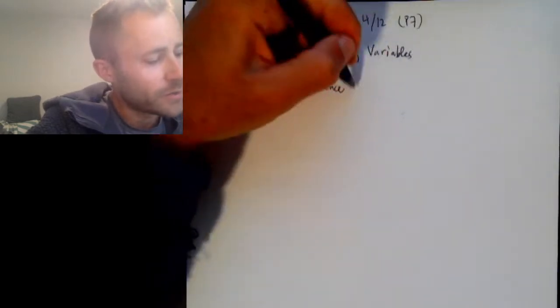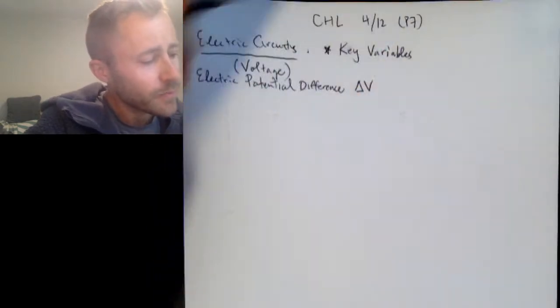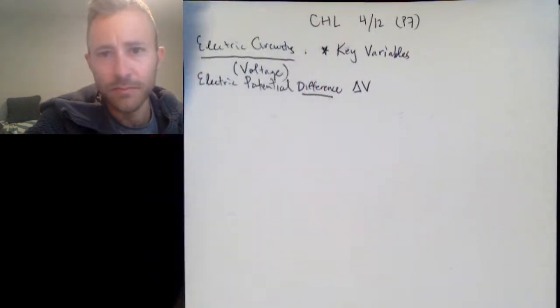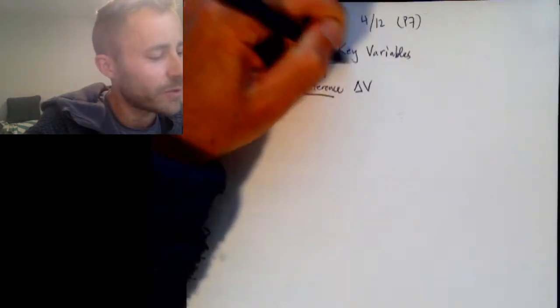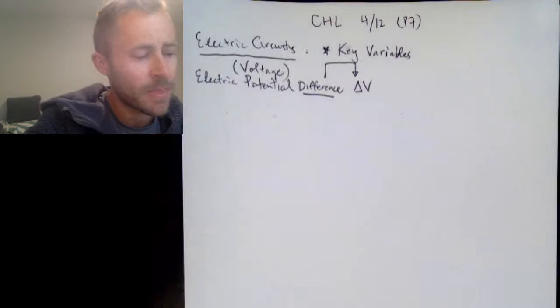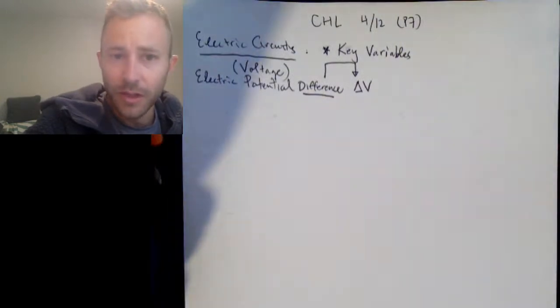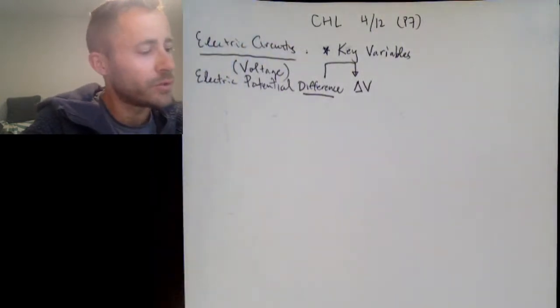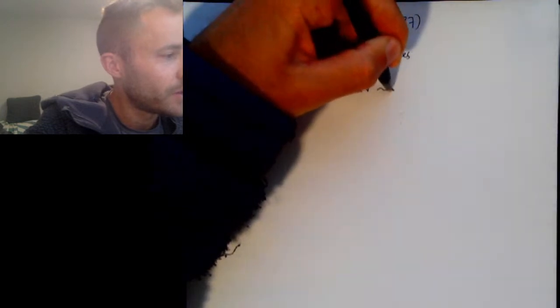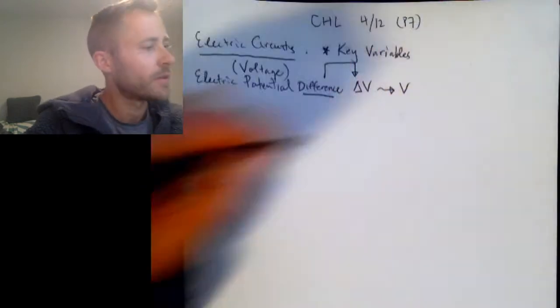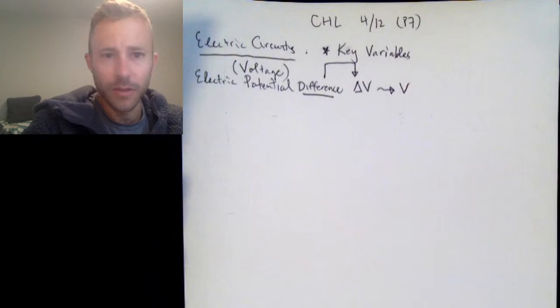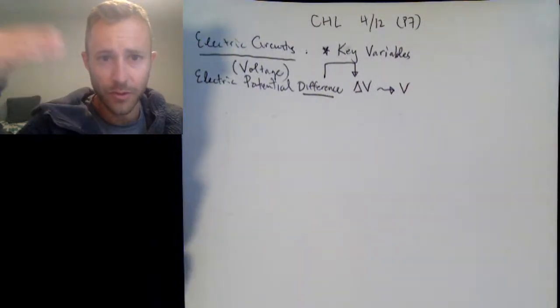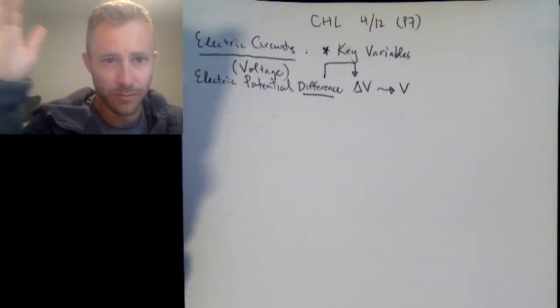So that is delta V, because it's a difference. But even though it's delta V, in the context of circuits, we usually just write it as V. Even though it means a difference between 2 potentials, we just write it as V.